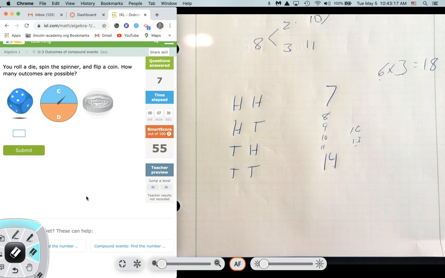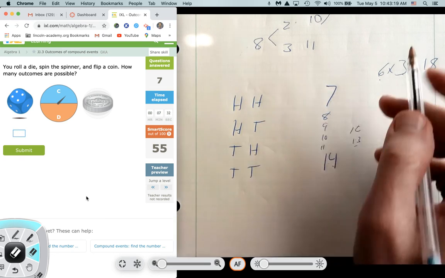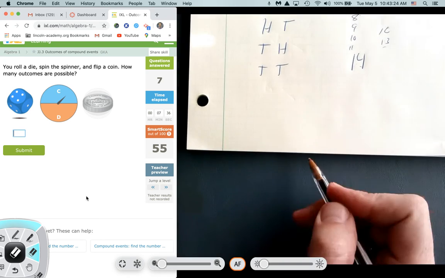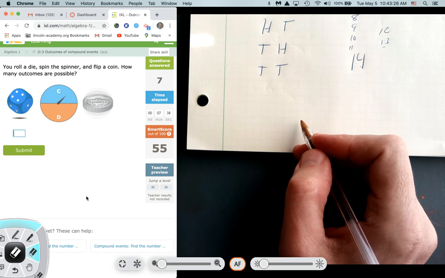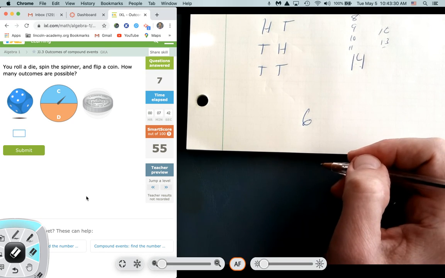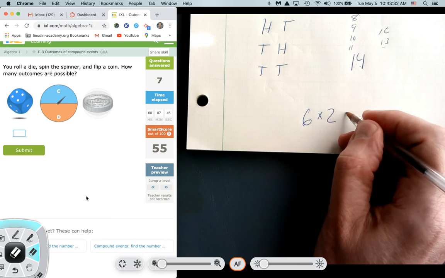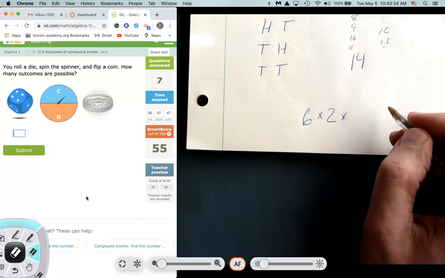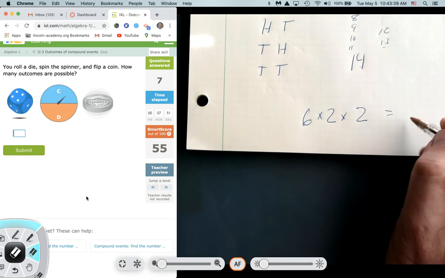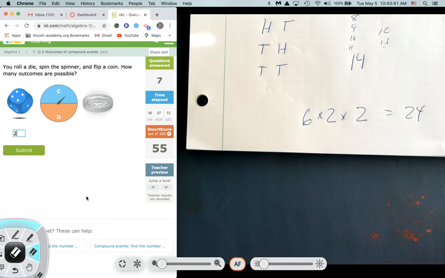Here, you roll a die, spin the spinner, and flip a coin. How many outcomes? Again, total outcomes. This is just that simple, what they call the fundamental counting principle. How many possible outcomes are there on rolling the dice? 6. How many possible outcomes on spinning the spinner? 2. How many outcomes on flipping the nickel? 2. We multiply those together. 6 times 2 times 2 is 24 total possible outcomes.